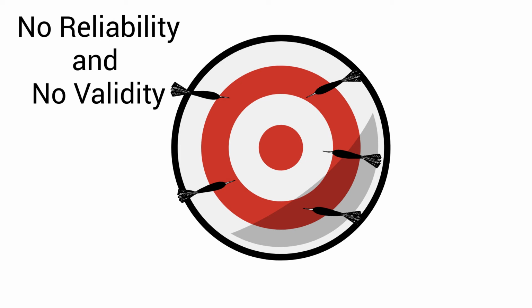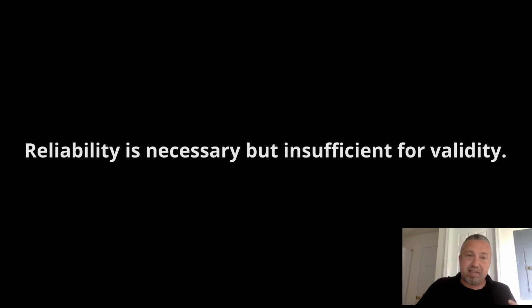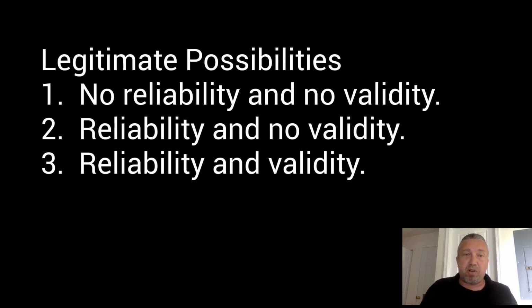So why is this the case? Well, let's go back to our conclusion. Reliability is necessary, but insufficient for validity. So what does this mean? Well, if something is necessary, then it must occur for the other condition to happen. In other words, I can have reliability without validity, but I cannot have validity without reliability.